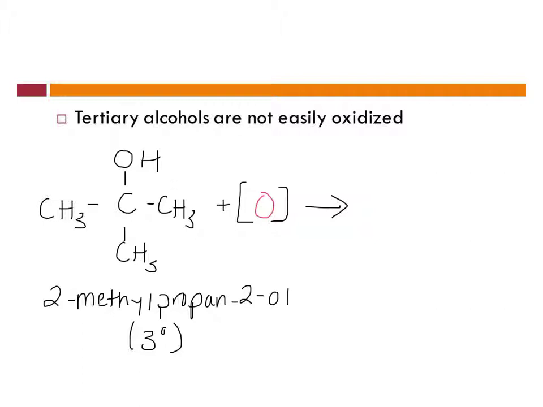So we know that primary alcohols lead to aldehydes, secondary alcohols lead to ketones, but tertiary alcohols, where the carbon that has the hydroxyl group is attached to 3 other carbons, are not easily oxidized. In fact, if we try to oxidize tertiary alcohols, we get no reaction. And this is because even though we have a hydrogen to remove from the hydroxyl group like we did with primary and secondary alcohols, there's no hydrogen atoms to remove from the carbon in order to form the water.